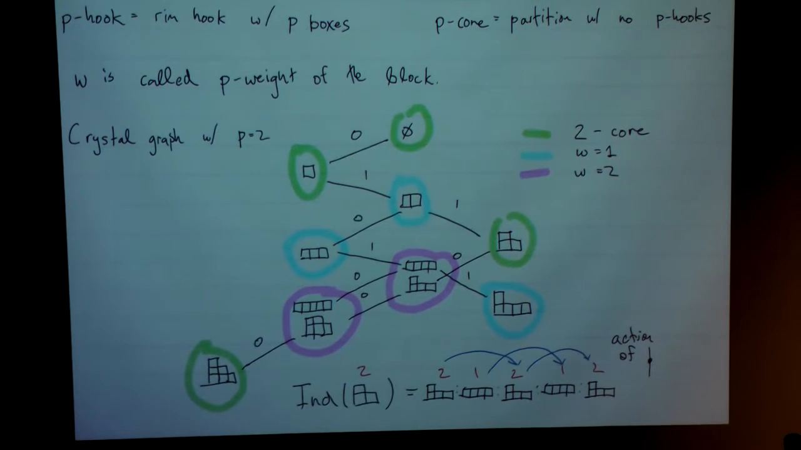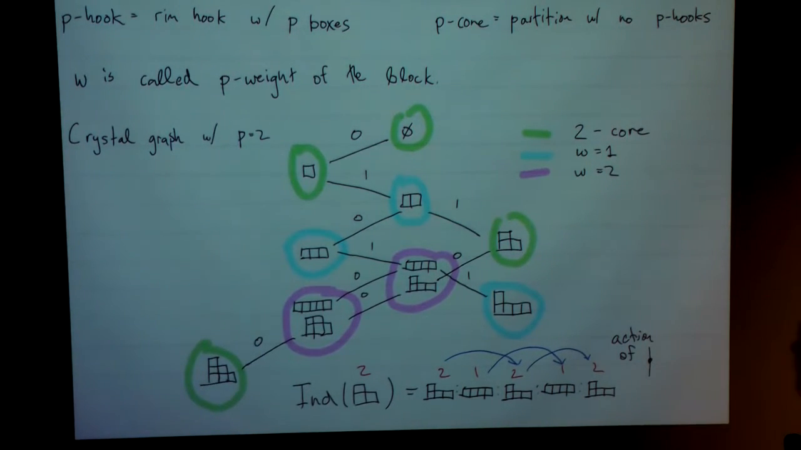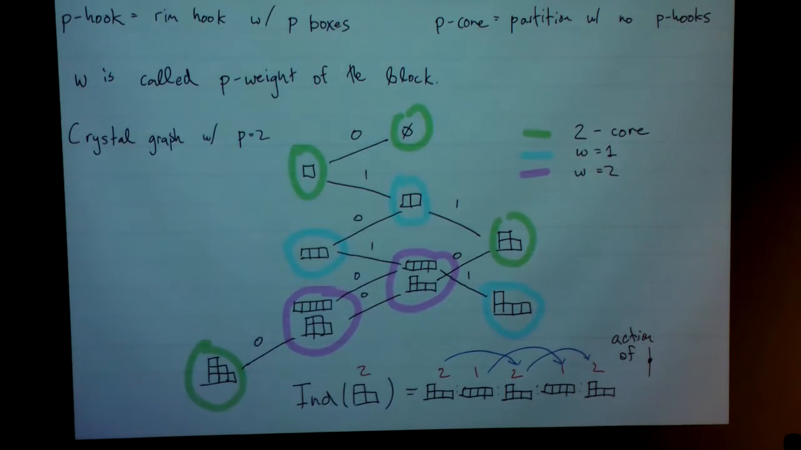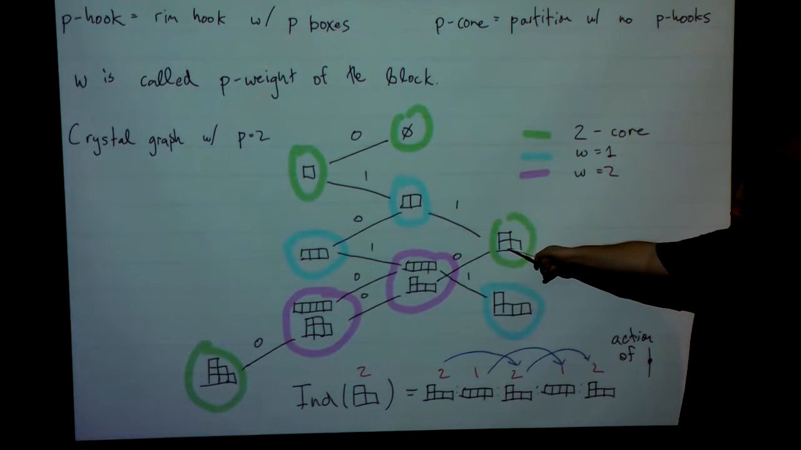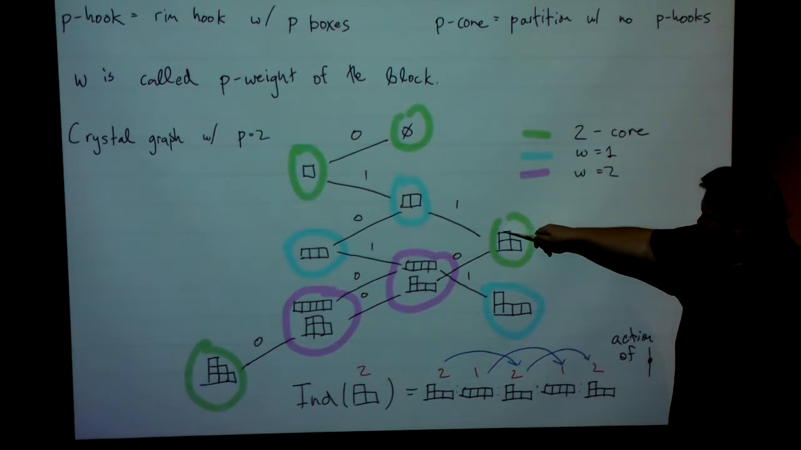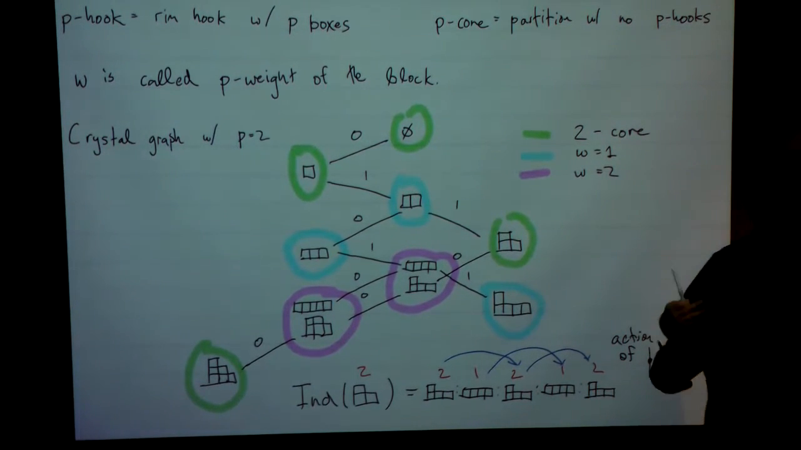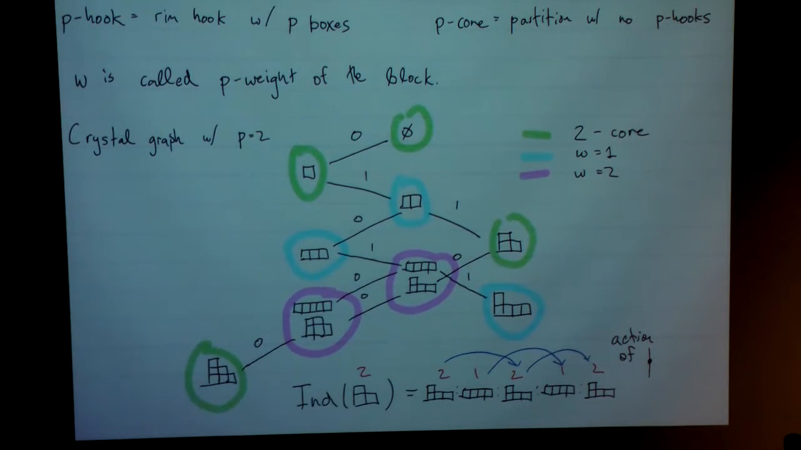All right, so just to give you a feel for these definitions, here's the crystal graph with p equals 2. The things I've circled in green are the 2-cores. They're the partitions where I cannot pull off two consecutive boxes from the outside of the partition. Right here, there's just no way to do it. I try to get two consecutive boxes, and there's always a box that they're stuck behind. Actually, the 2-cores are just always the staircases, but in general, this is a bit more complicated.